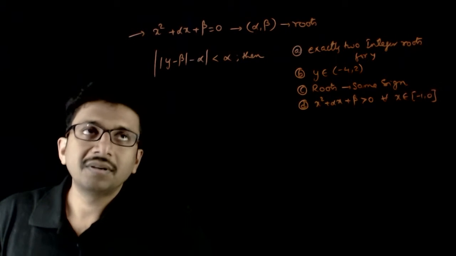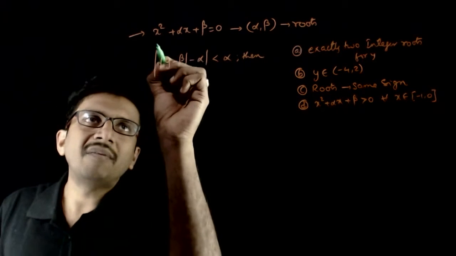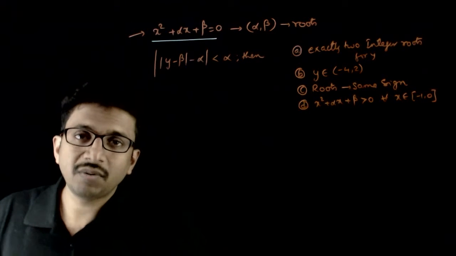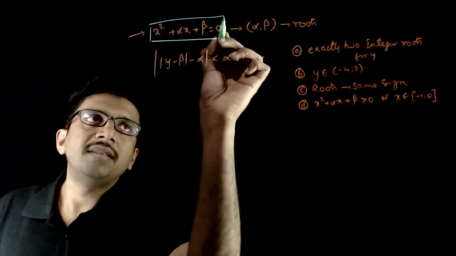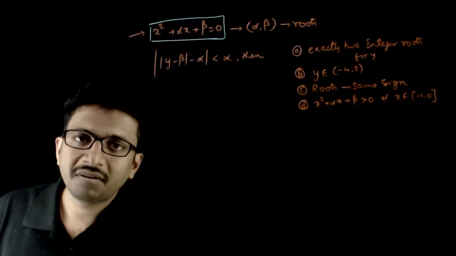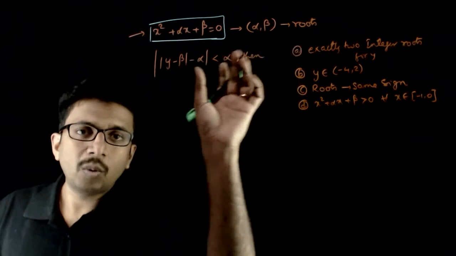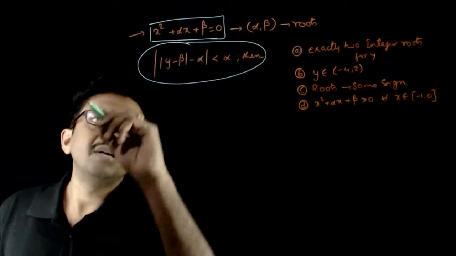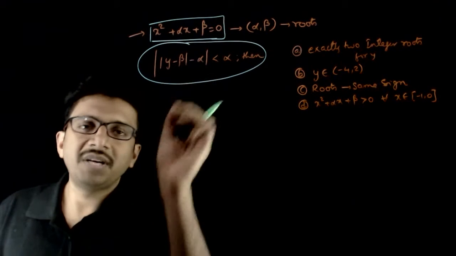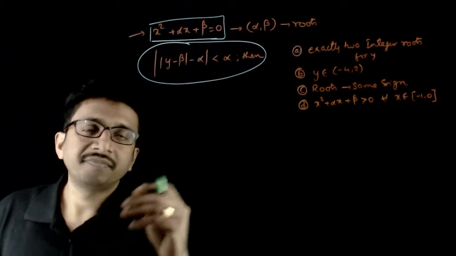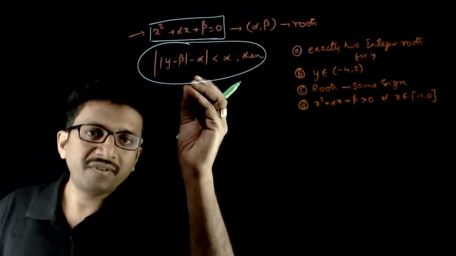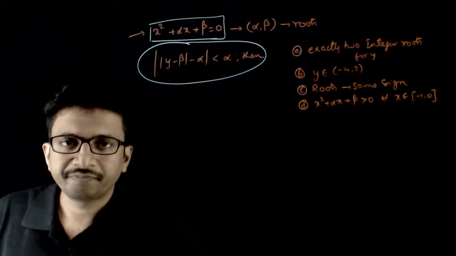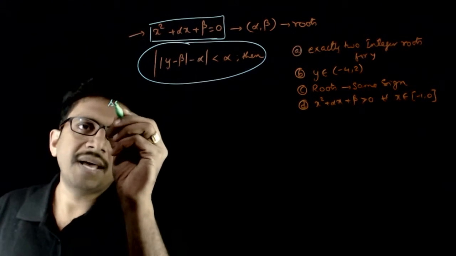So welcome students. In this question you're given a quadratic equation x square plus alpha x plus beta is equal to 0, and the roots of this equation are alpha and beta. Once you have this information, you're asked to consider this inequation: mod of y minus beta minus alpha is less than alpha. Then with respect to this inequation, which of the following are true? So let us try to analyze this question.